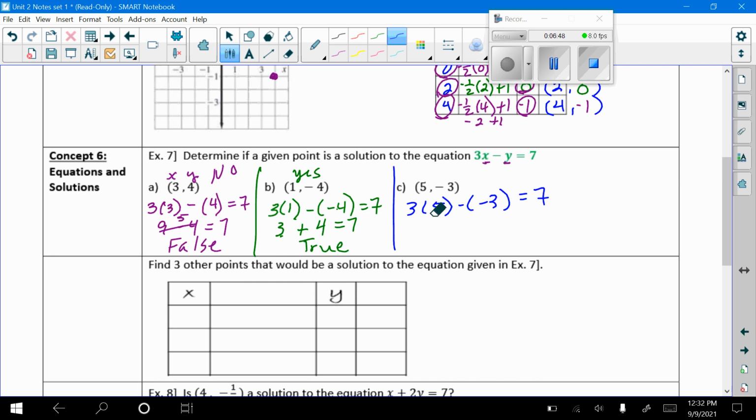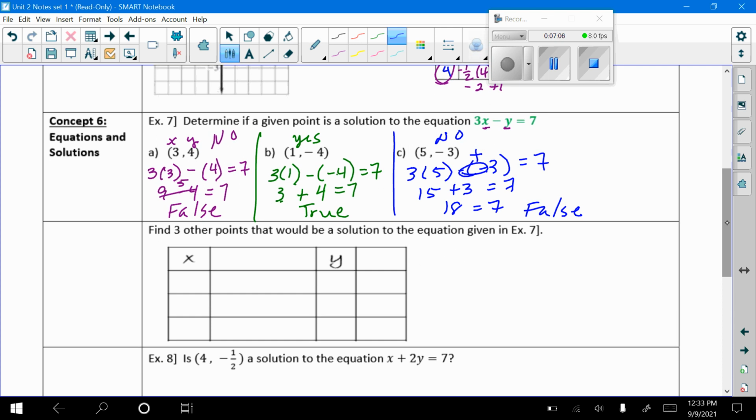And the blue one, I'm going to plug it in. I'll get 15. Take away a negative means plus 18. And 18 does not equal 7, so this is false. So this answer would be no.